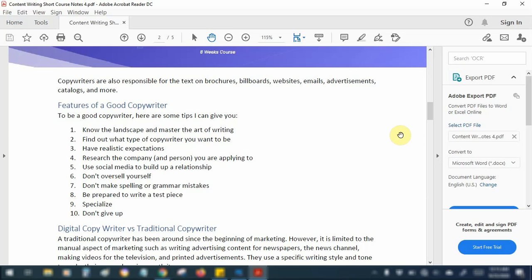And do not oversell yourself. Do not sound too overconfident, or just do not go too low to just get the job. Don't oversell yourself, basically. And don't make spelling or grammar mistakes when you write copies. Be very, very cautious about it. Proofread your copy 2-3 times before submitting it to the client or posting it online.